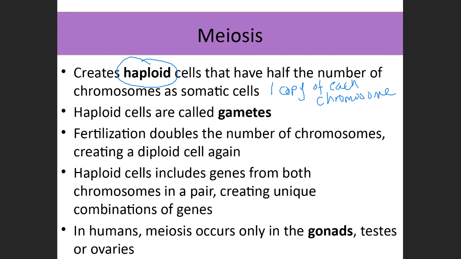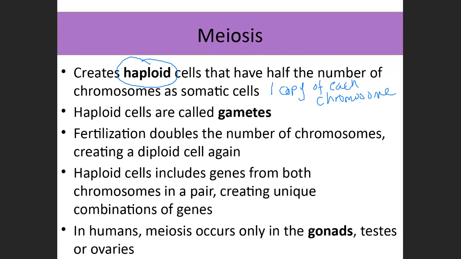All of these are gametes. So in females, the gametes are eggs, and in males, the gametes are sperm. Once that one egg and one sperm come together and fertilization takes place, you now have a diploid cell again, which will replicate through mitosis millions of times to form an organism, assuming it's a multicellular organism. If it's a single-celled organism, you have one egg, one sperm, and now you have your one little cell.